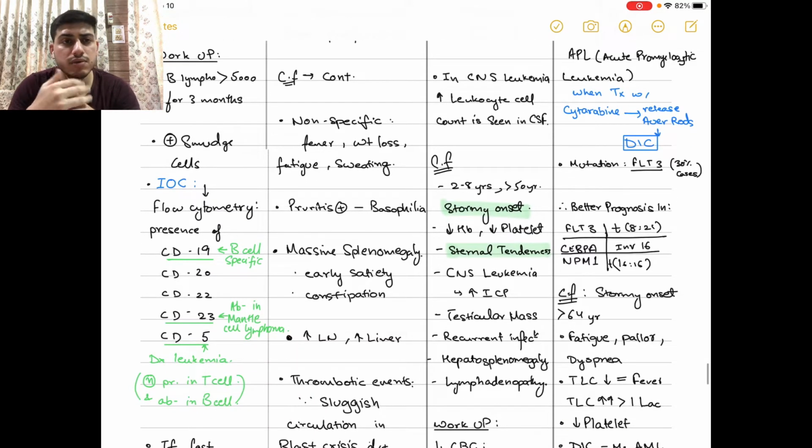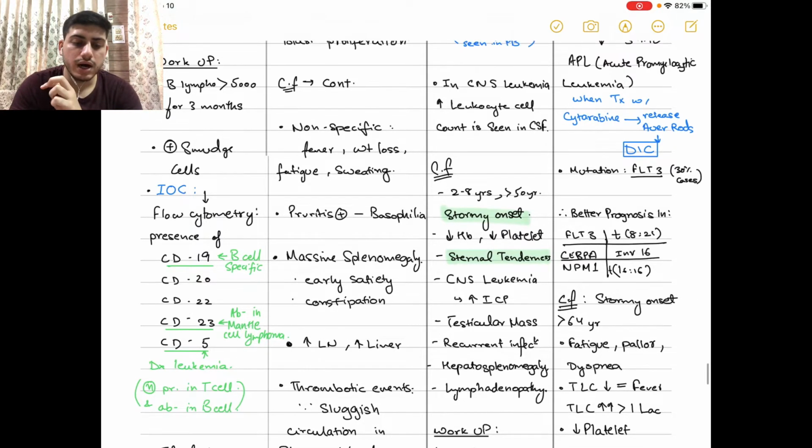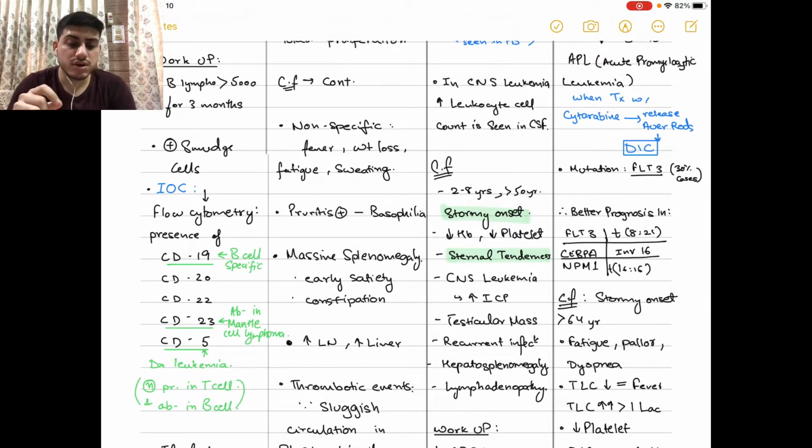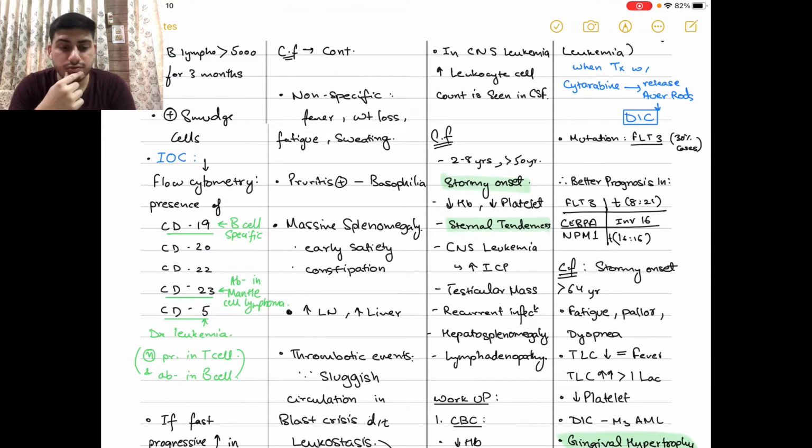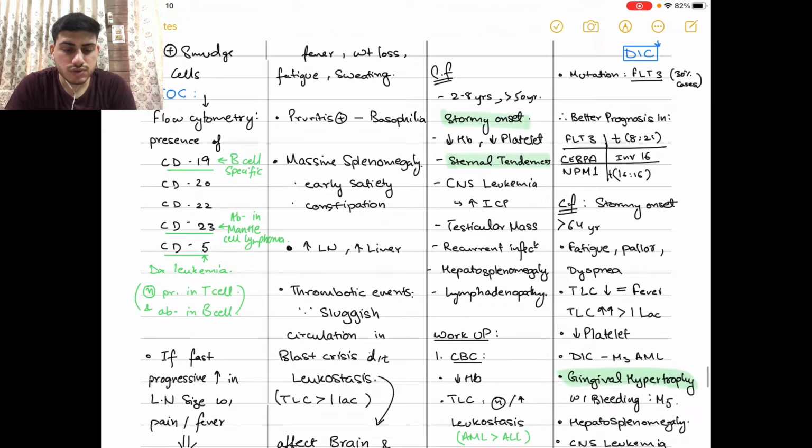Now for the workup, what will you do with the patient? First of all, we have to check the B lymphocyte count, which will be more than 5,000, for 3 consecutive months. Apart from that, in the peripheral blood smear, you can find smudge cells. So that's the finding for peripheral blood, and the investigation of choice here will be flow cytometry. Flow cytometry is a procedure of looking for the CD markers of the cells. So cells will be taken, and there will be marking for the same.